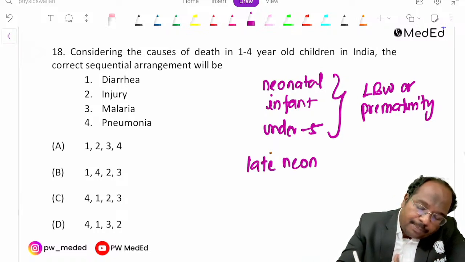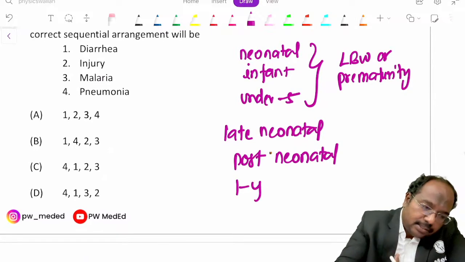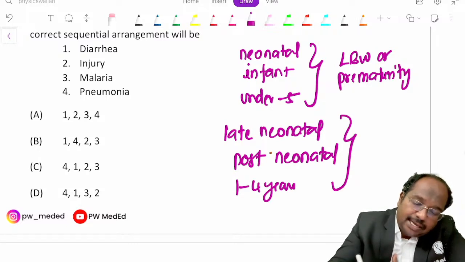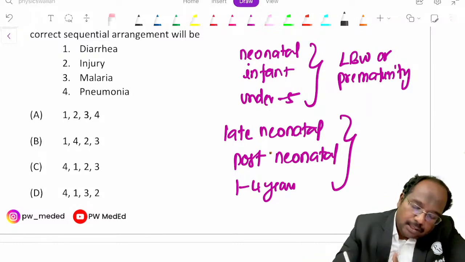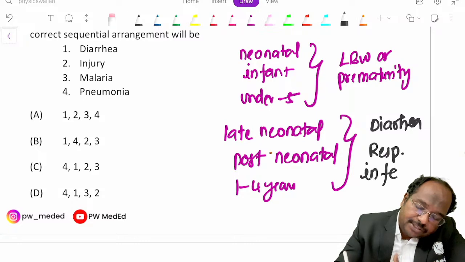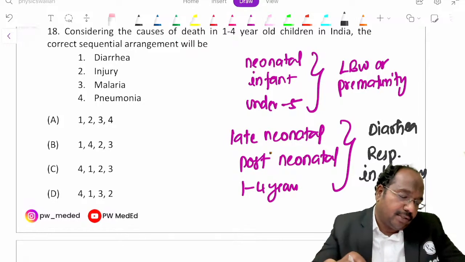Late neonatal, post neonatal, 1 to 4 years. For these age groups, what is the most common cause? Diarrhea, followed by respiratory infections.